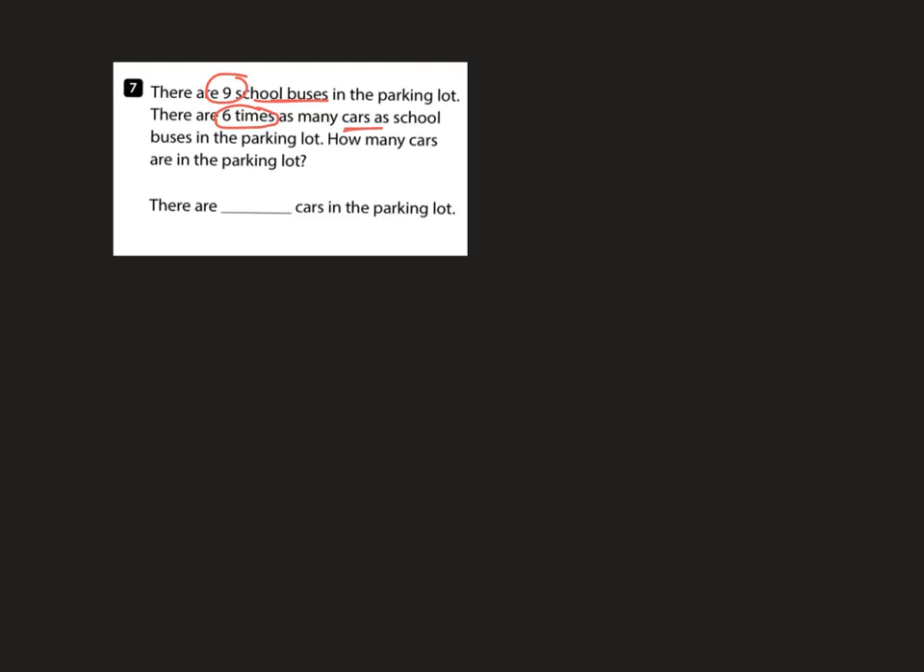Alright, so I'm going to put B for buses, and we know there's a total of 9. And then I'm going to do cars, and I know there's 6 times as many as buses, which is 9. So I have my equation with my variable, which was my unknown value. C equals 6 times 9, and 6 times 9 is 54. So I know that there are 54 cars in the parking lot.